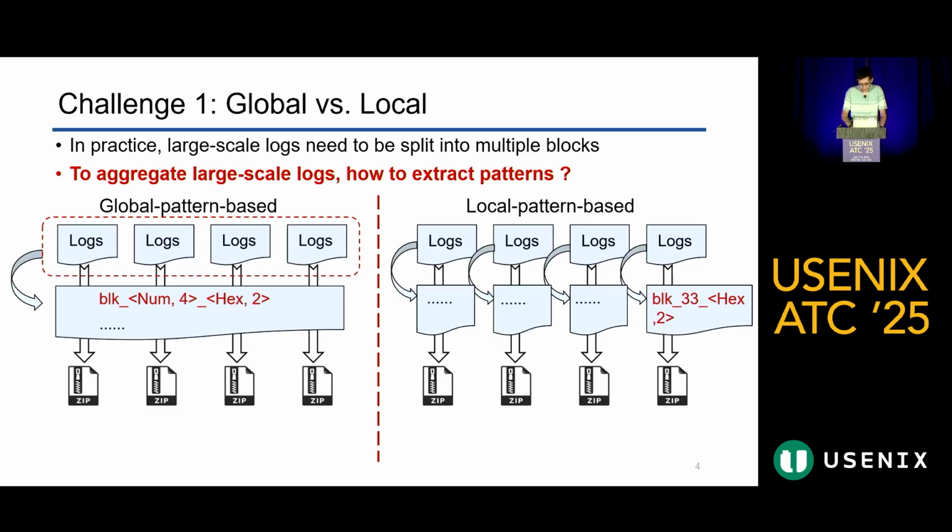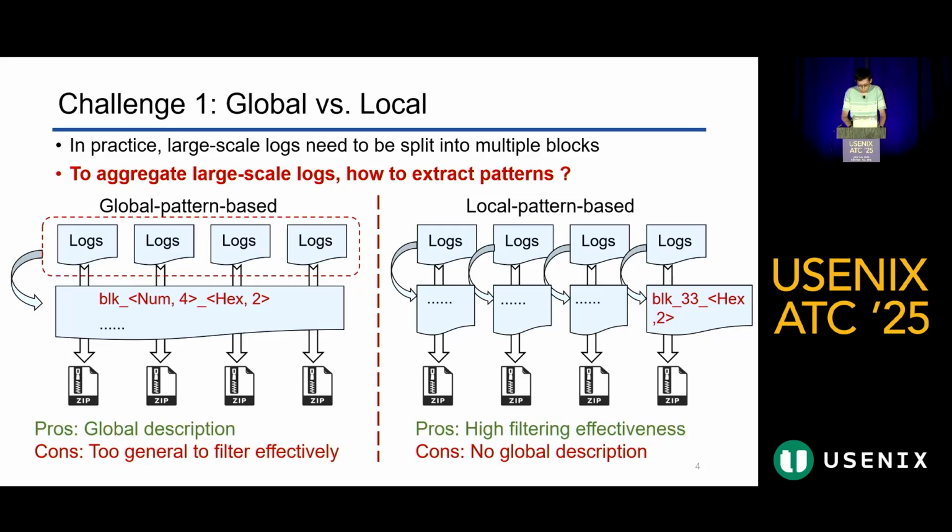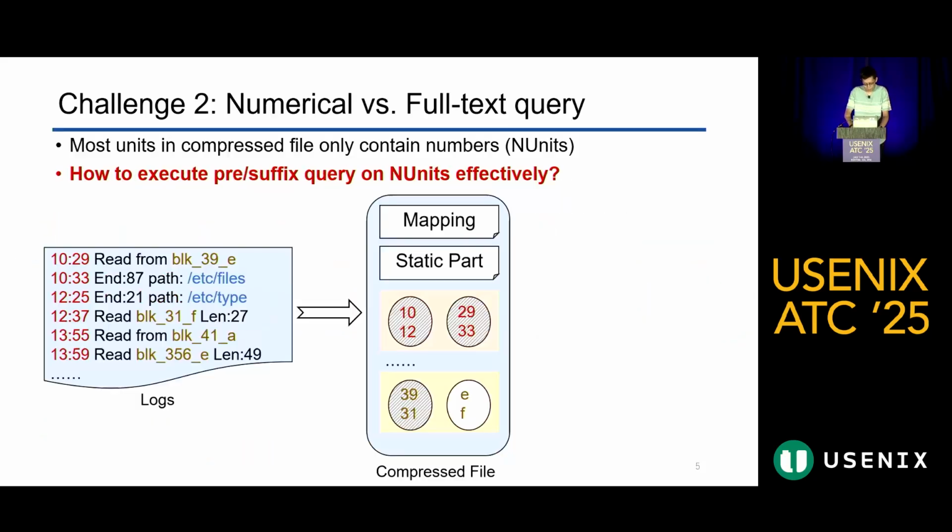During aggregated analysis, a global description is crucial to aggregate specific variables within patterns. However, global descriptions often lack local precision, affecting pattern filtering efficiency. For example, global pattern BLK applies to all log blocks and supports aggregating on these variables. However, in some blocks, the first variable is actually a constant, so using local patterns can avoid decompressing unnecessary units.